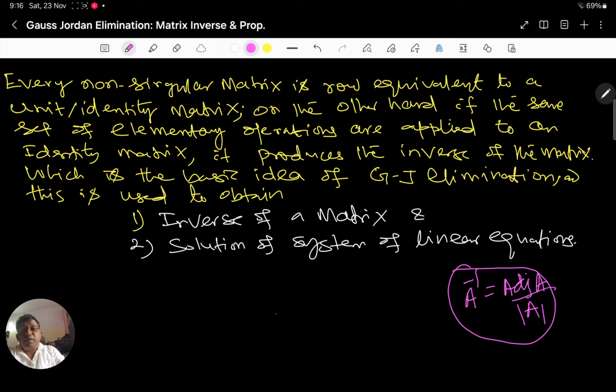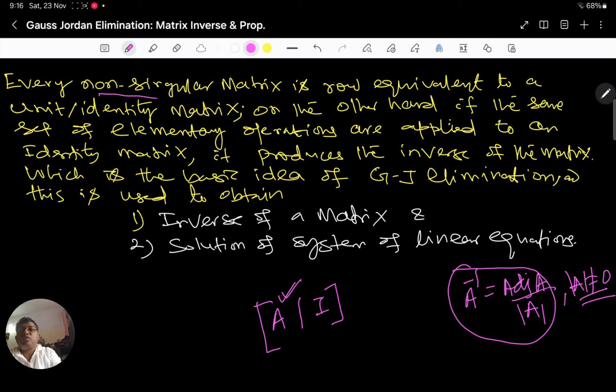Means you are given a matrix A, and the same order identity matrix you write here. Now we want to find the inverse. The condition is same. First of all, determinant of A is not equal to 0. Then only this matrix is called non-singular.